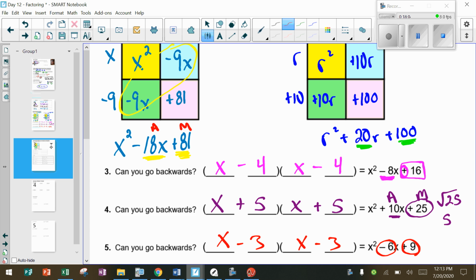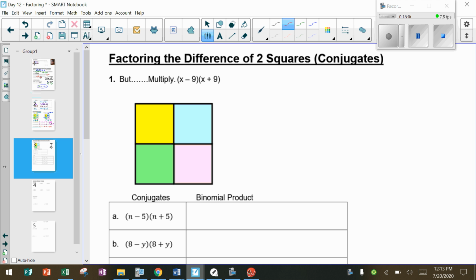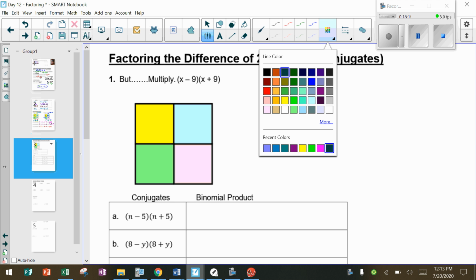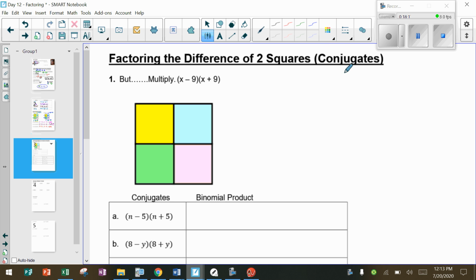Now, let's look at another special case, something called conjugates, difference of two perfect squares. Now, the word conjugate, if it sounds weird or confusing to you, don't lose any sleep over it. Conjugate means take a parentheses or a term that has a plus sign, x plus 3. The conjugate is the opposite, x minus 3. Okay, so they come in pairs, x plus 3, x minus 3, x plus 9, x minus 9.